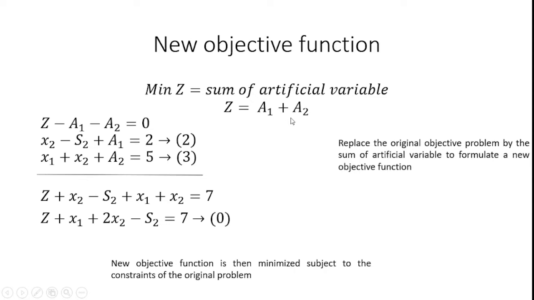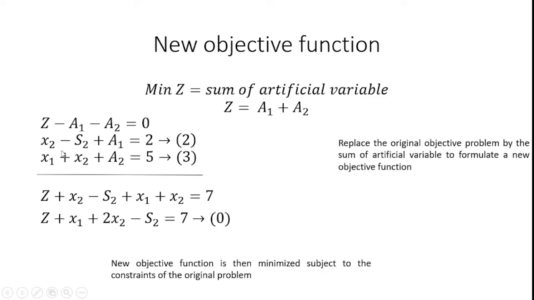Likewise, I may get the new objective function equation. So replace the original objective function by the sum of artificial variables to formulate a new objective function. This is the next step available with the artificial variable technique procedure. If I move the right hand side variables into the left hand side, it becomes z minus a1 minus a2. Likewise, I get the new minimization objective function. After that, what about the other things available with the constraint equation?